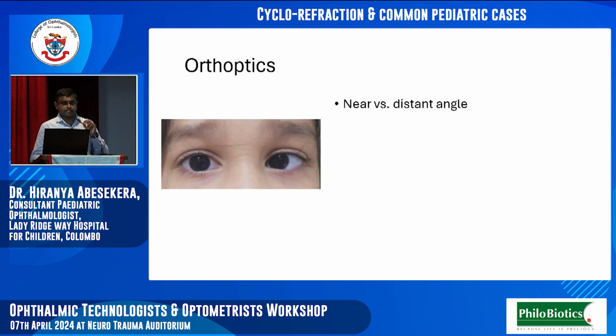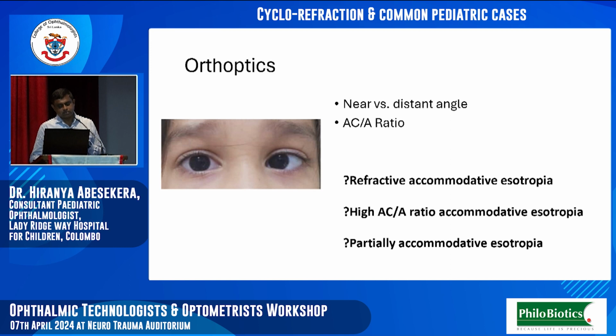So orthoptics is very, very critical in this patient because I need to know what is the diagnosis. Without a diagnosis, we can't proceed. We can't just try plastic or bifocal. You can't manage a patient like that. You have to know what you are managing, right? If you are managing a sixth nerve palsy, you have to know that is a neurosurgical problem. If it is a refractive accommodative esotropia, what to prescribe? If it is a high AC/A ratio accommodative esotropia, what to prescribe? If it is a partially accommodative esotropia, what to prescribe? So diagnosis is very, very important.